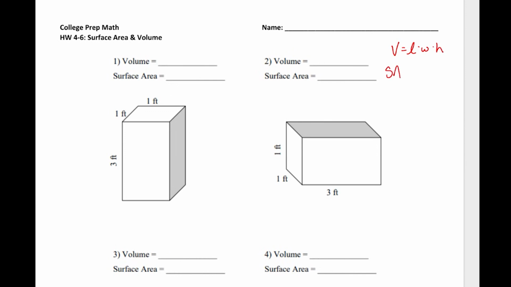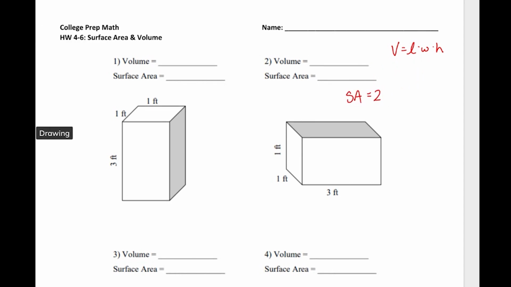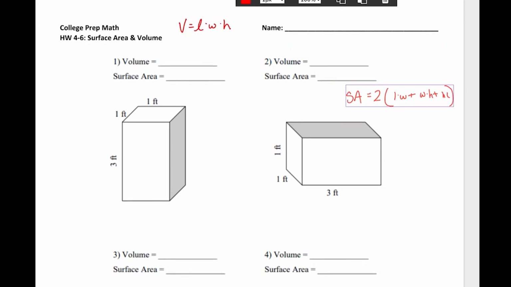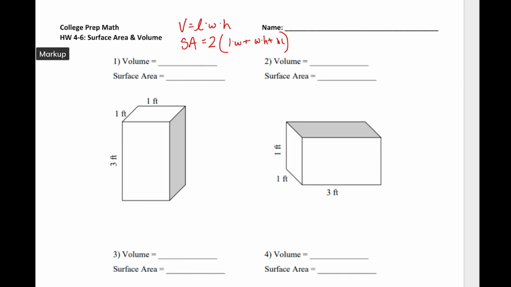And for the surface area, we'll be using 2 times the sum of the products of the length and width, the width and height, and finally the height and length. So basically the formulas are set up this way. The volume is just to multiply the three things, but for the surface area, what we're really doing here is we're finding the area of 3 of the 6 sides and then just doubling them.